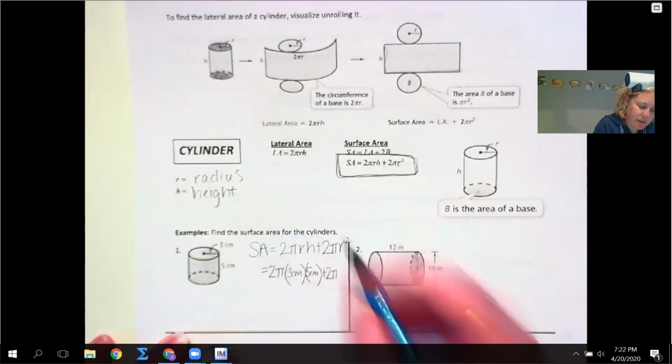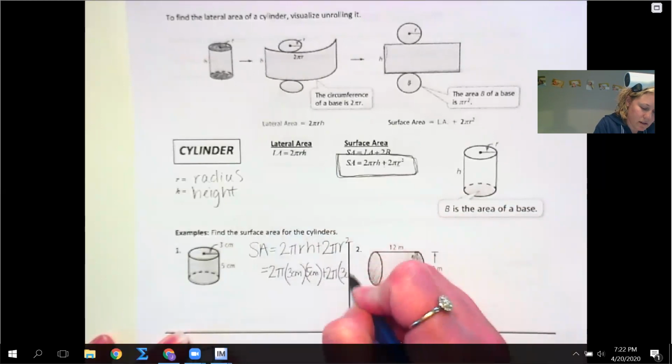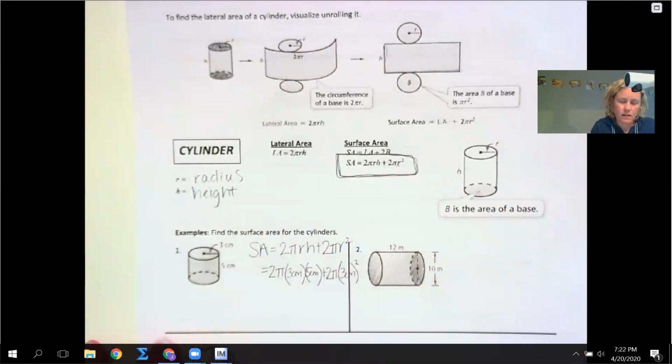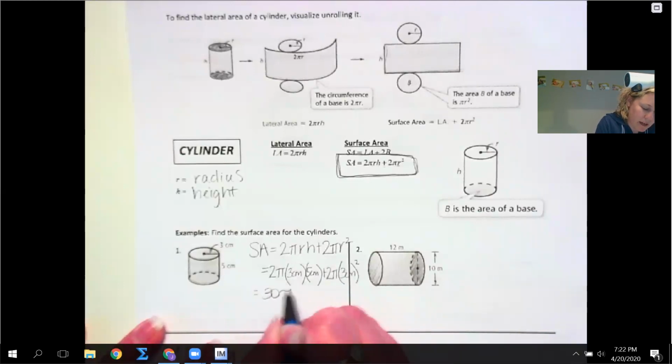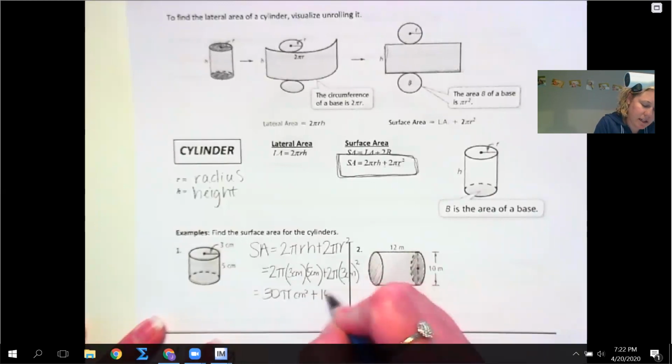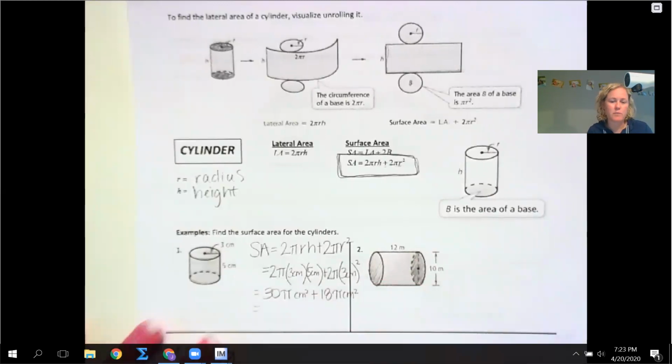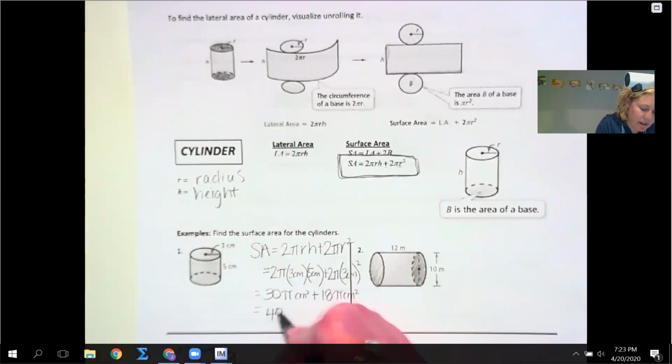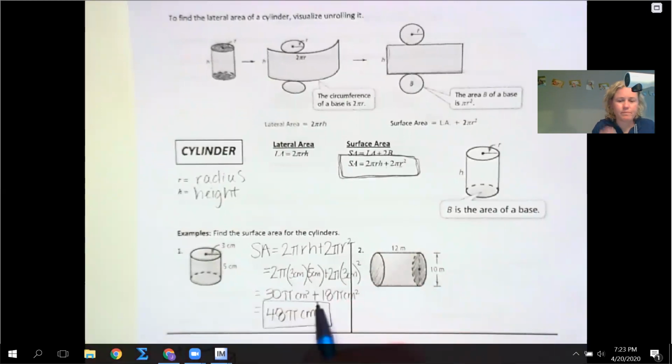Okay, and then again, we fill in our radius and square it. All right, so 3 times 5 is 15. Multiply that by 2, you get 30 pi centimeters squared, plus here 3 squared is 9, and then we have to multiply that by 2. We get 18 pi centimeters squared. And then you can add those both together. 30 pi plus 18 pi means you have 48 pi. That's your exact answer.